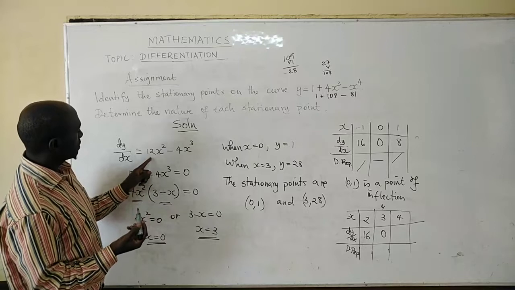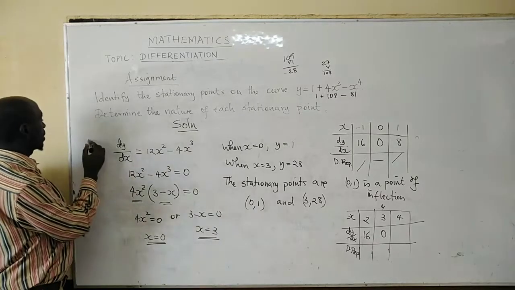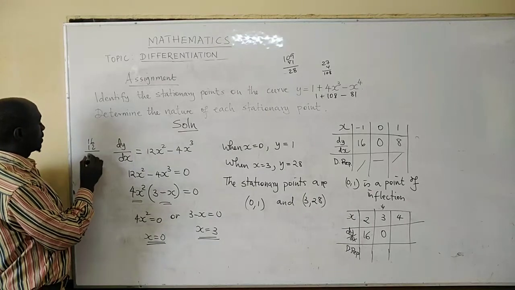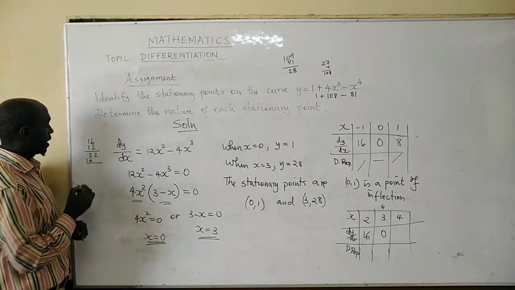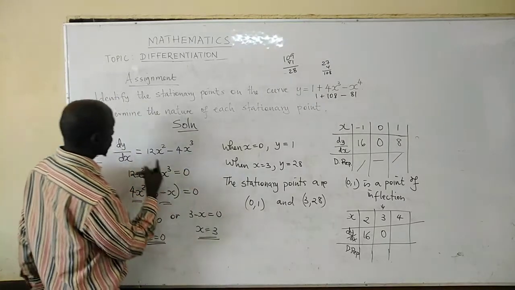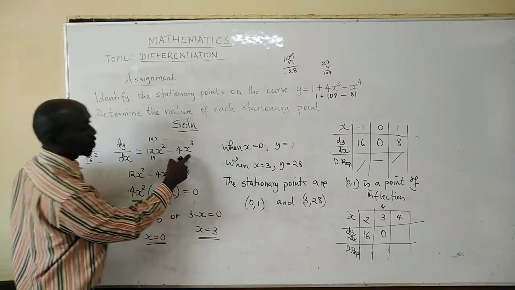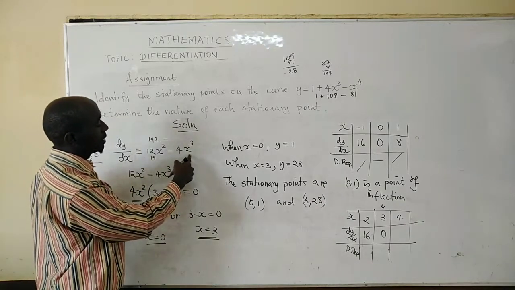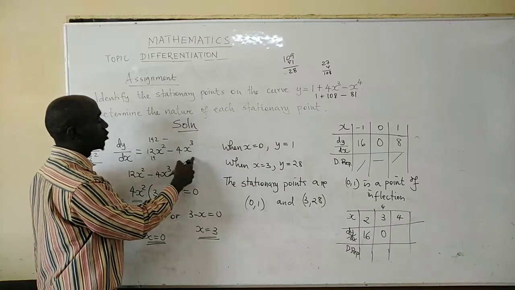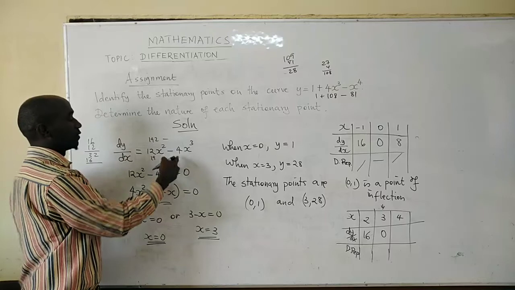16 times 4 squared is 16. 16 times 12, quickly, that is 192. So we have 192 here. Minus here we have 4 cubed times 4. 4 cubed times 4 is 256.